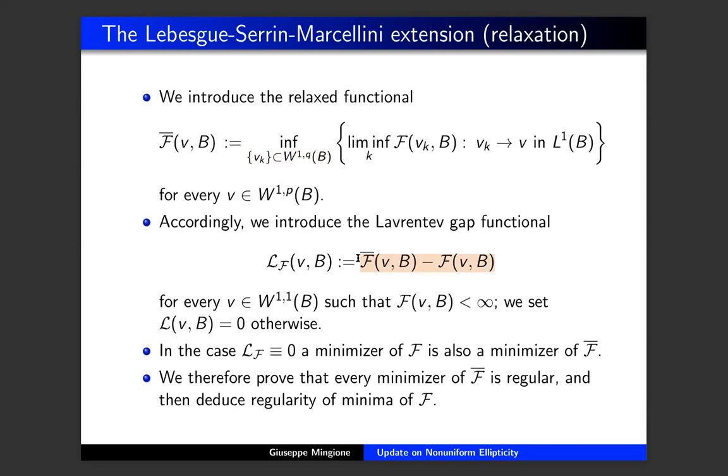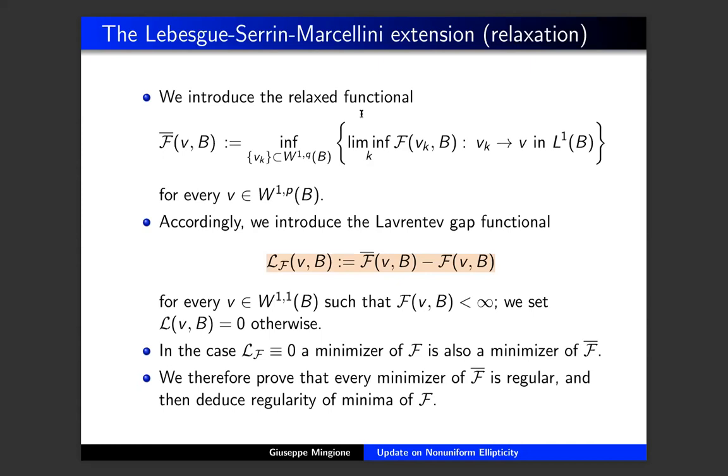So we do the following. Either there's a Lavrentiev gap and then there's nothing to do with regular minimizers, or there is no Lavrentiev gap. So we prove two theorems essentially. Actually, we only prove one theorem. The second one is a remark. We always prove that minimizers of this Lebesgue-Marcellini extension are regular. So there are Schauder estimates for these minimizers. And then we prove that when there is no Lavrentiev gap, the minimizer of the relaxed functional and the original one do coincide, so we are able to transfer this result to your original minimizer.